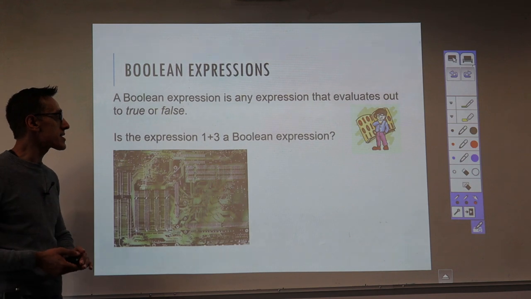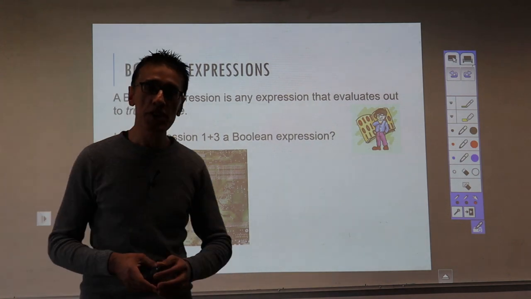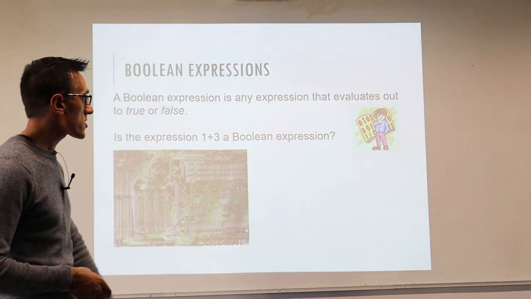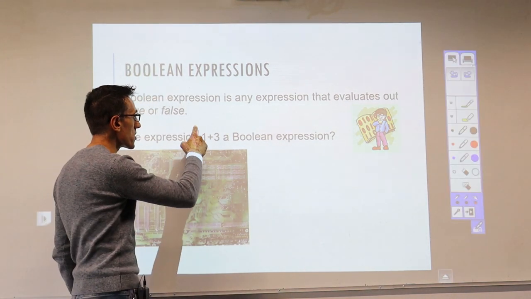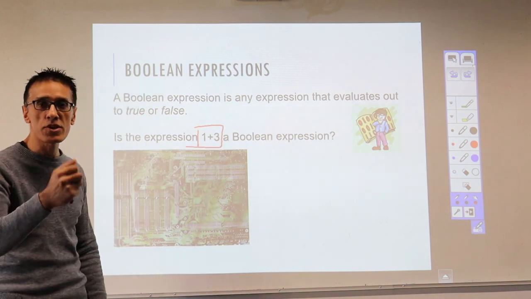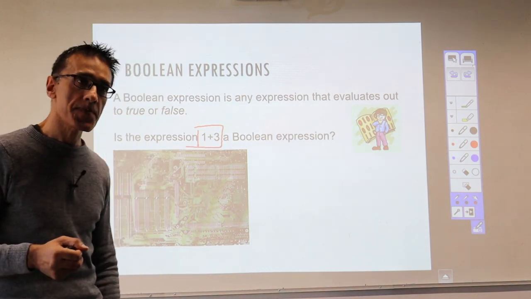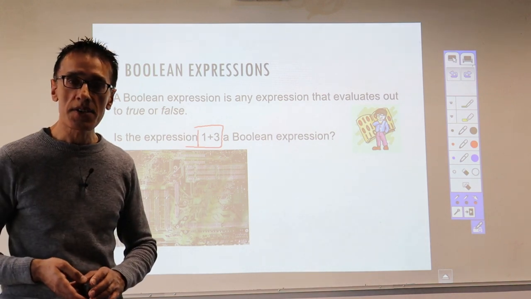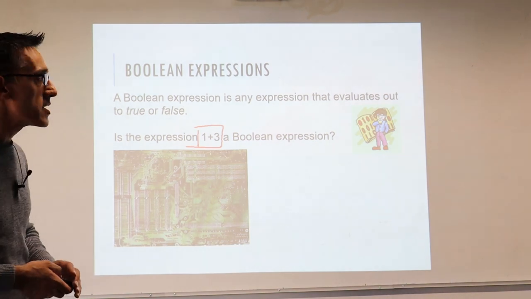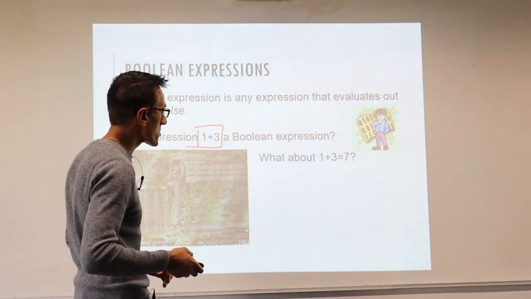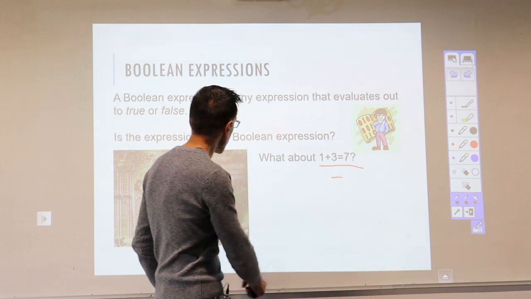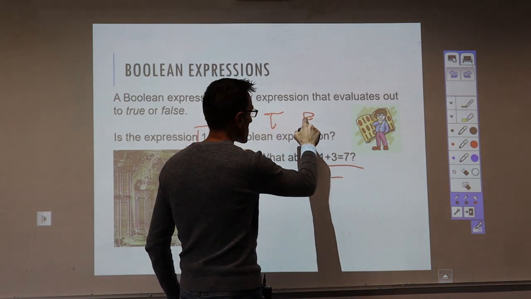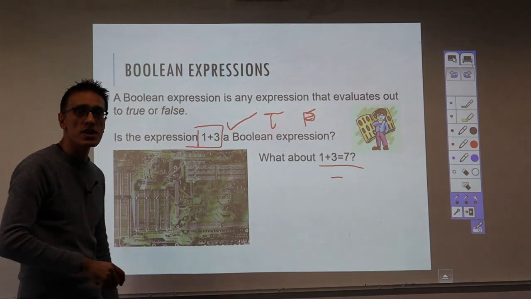He devised this system which said that an expression can be in one of two states, a true or false state. Let's look at one. This expression here, 1 plus 3, is that a Boolean expression? It evaluates out to 4. We know it evaluates out to 4, but is it a Boolean expression? What about this one? This doesn't evaluate out to either a true or a false. Therefore, it's not a Boolean expression.